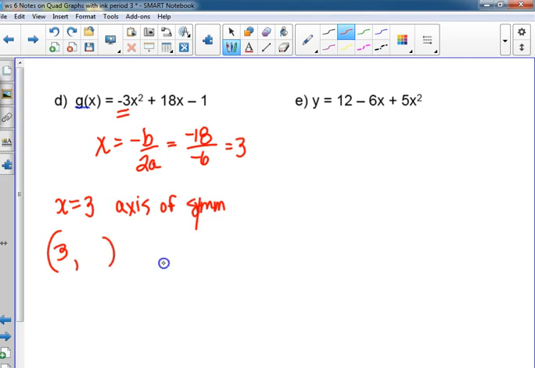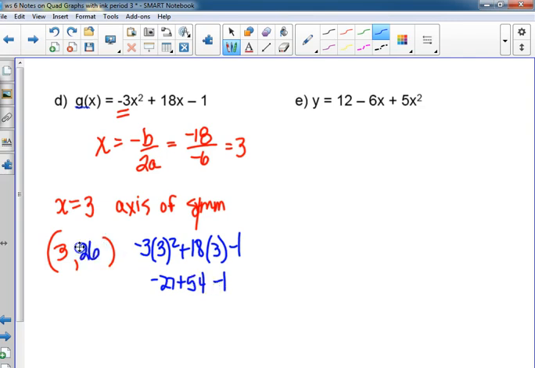Okay. So how do we find the something? Yes, we put 3 back in. So we have -3 times 3 squared plus 18 times 3 minus 1. I'm thinking I might need some help here. -27 plus 54 is 27 minus 1 is 26. No? Yes? Okay. So the vertex is at (3, 26).